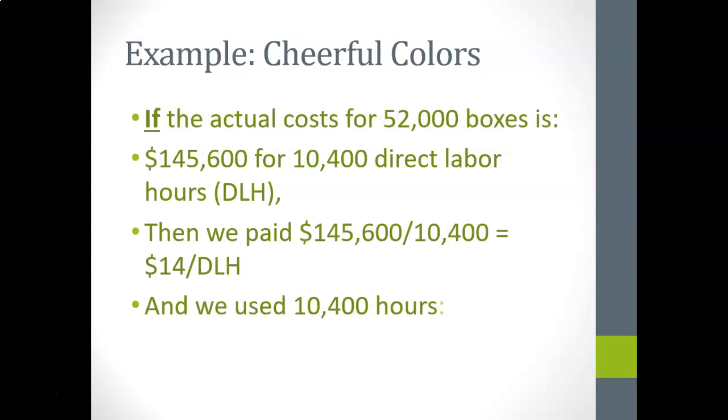If the actual cost for 52,000 boxes is $145,600 for 10,400 direct labor hours that we actually used, then we can figure out how much we paid per hour on average by taking the $145,600, dividing it by the 10,400 hours we used, and that gives us $14 per direct labor hour. So that is our actual cost per hour. And we used 10,400 hours.